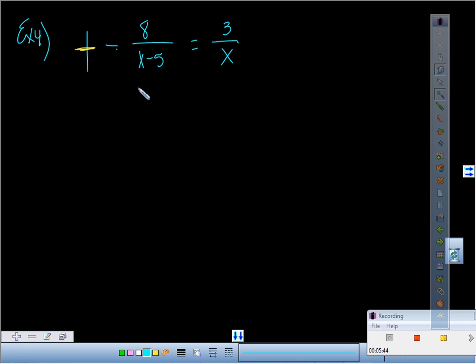What's the least common denominator between, I don't have to worry about a 1, guys, x minus 5 and x? X minus 5 and x. X times x minus 5. Okay? Watch what happens. That means I'm going to multiply everything by x and x minus 5. Does everybody agree? So I multiply this by x times x minus 5. I multiply this by x times x minus 5.